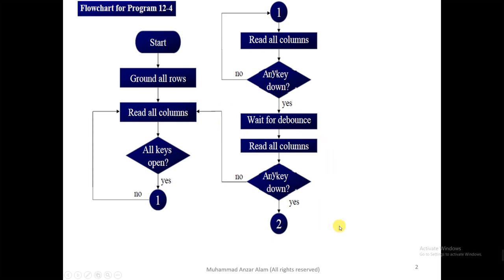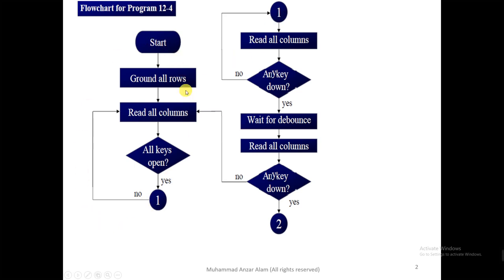If all the rows are zero and none of the switches is pressed, then the data read by the microcontroller at port 2 will be 111. Okay, so read all columns. It should be one. Ideally, all keys open. All keys open means all the column values are 1. It means all the keys are open. Yes, all the keys are open. Then we have to jump to this instruction.